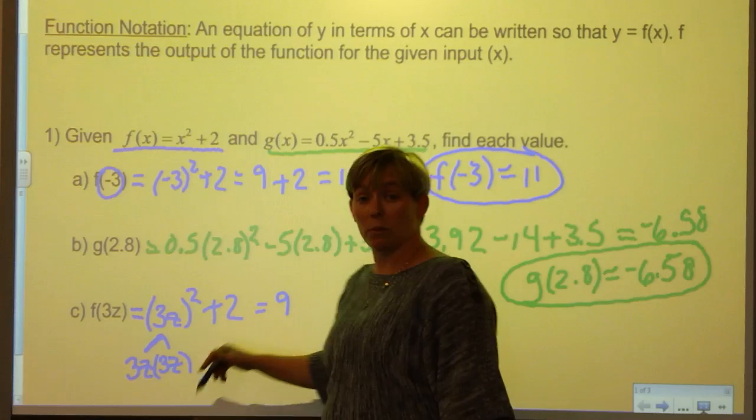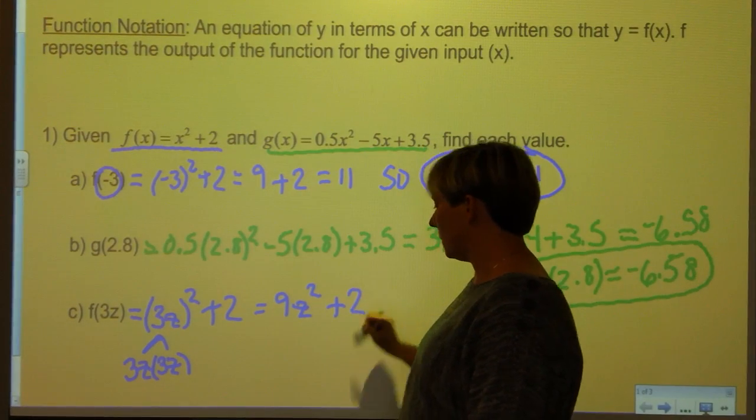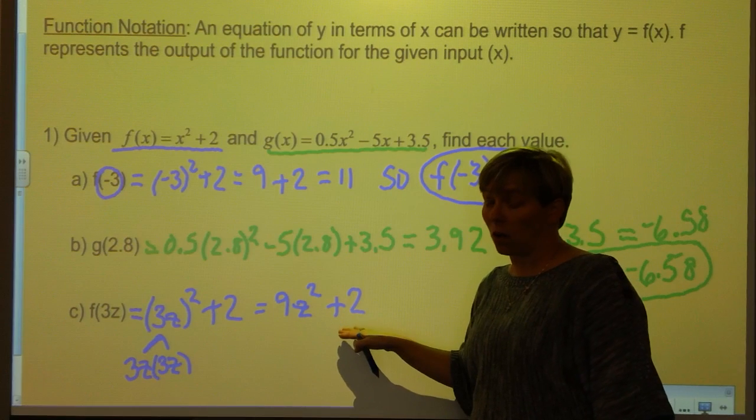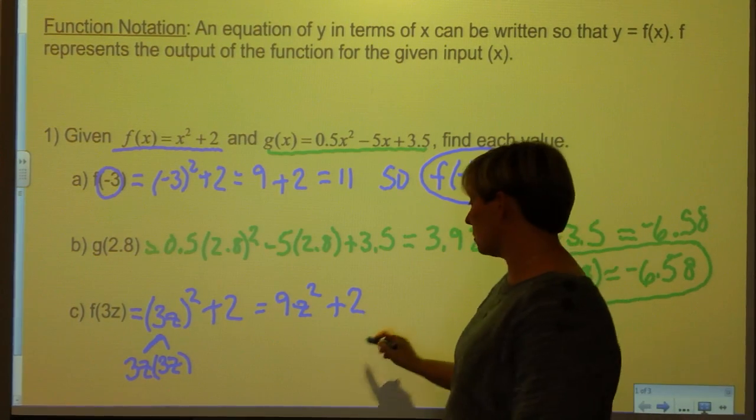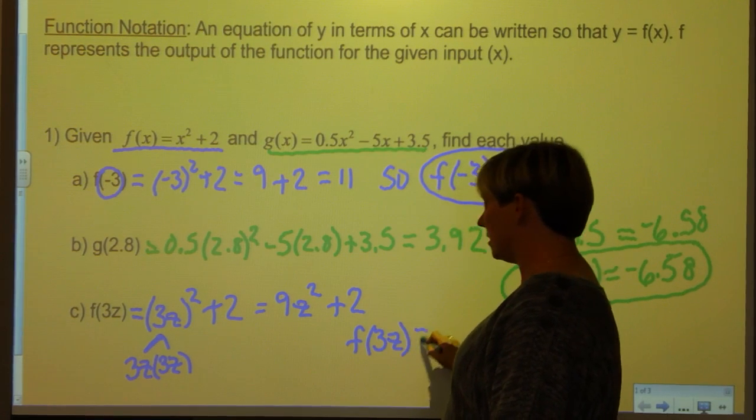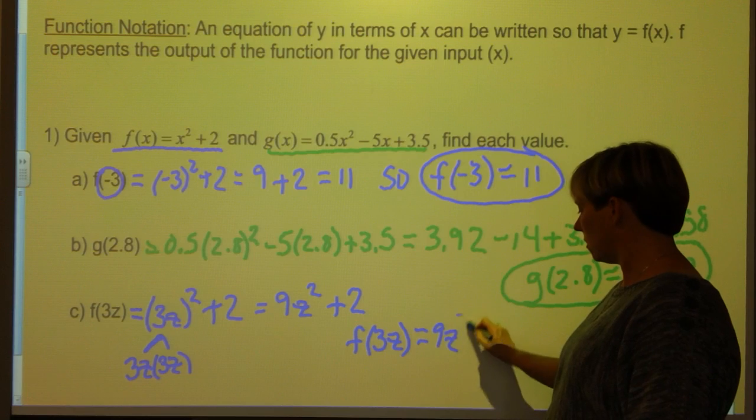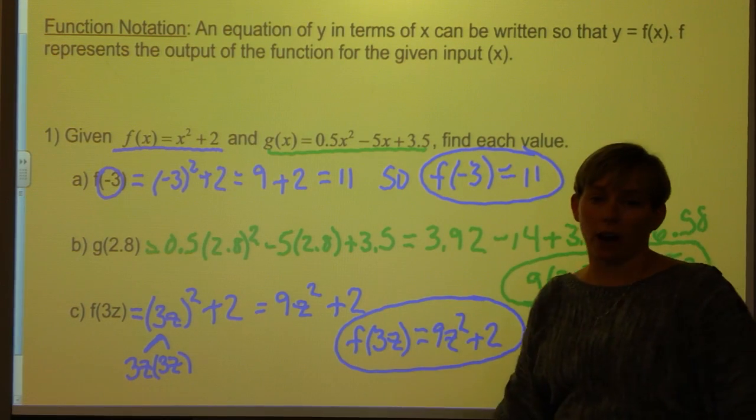3 times 3 would be 9. Z times z would be z squared. Then I would have plus 2. That's as far as I can go. I can't combine 9z squared and 2. They're not like terms. So I would say the function of 3z is equal to 9z squared plus 2. That's my answer. That's all the farther I can go.